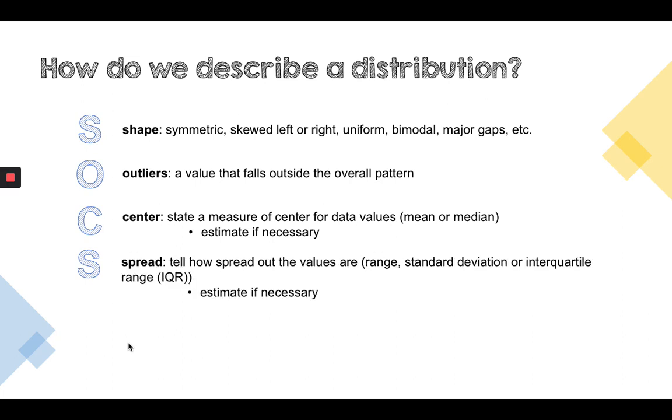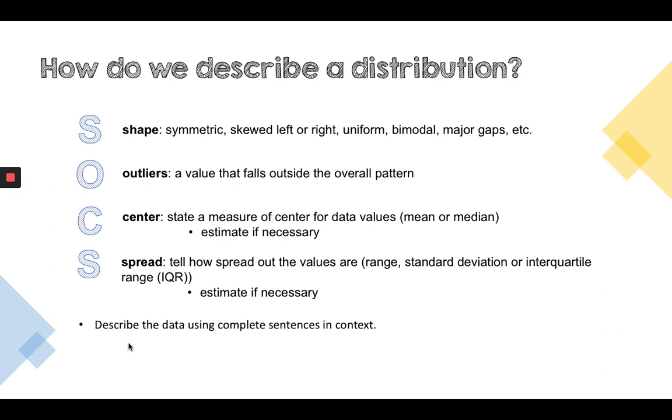And then spread is you're describing how spread out the values are. So you can use range, standard deviation, or interquartile range, which is the difference between the lower and upper quartile. That's called the interquartile range. And again, you can estimate those if you need to. You don't have to say all of them, just whatever data is available to you or whatever's easiest to figure out from the graph.